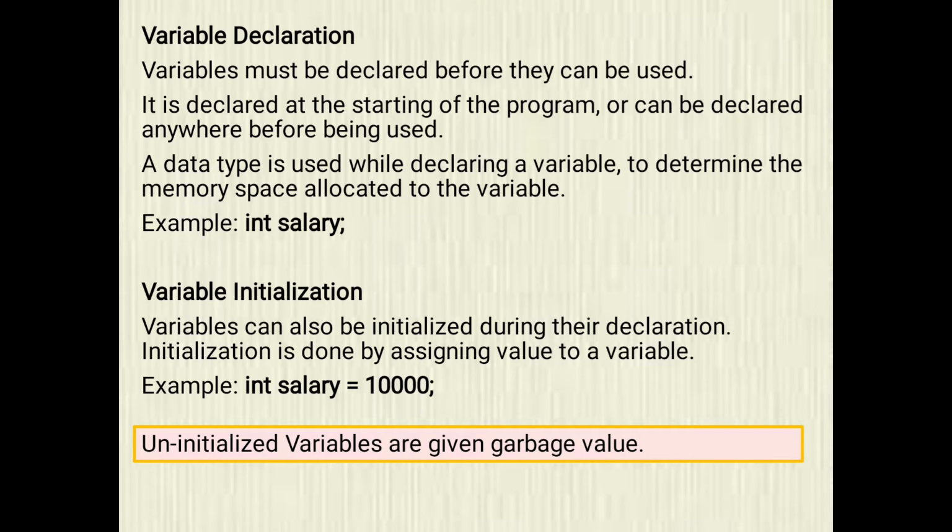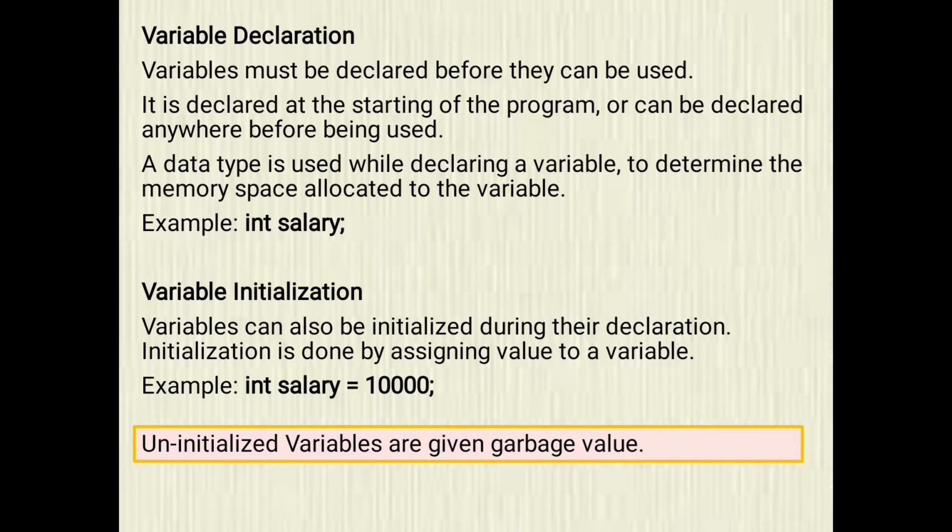Now you can see an example here: int salary. Int is the data type, written just before the variable name. Here salary is the variable name. Instead of salary you can also write sal, or you can write salaries. And it is ended by a semicolon.